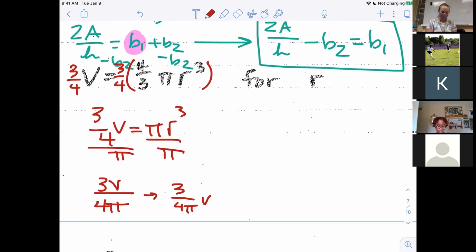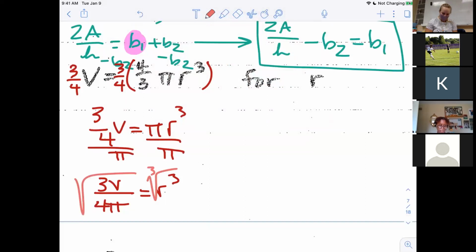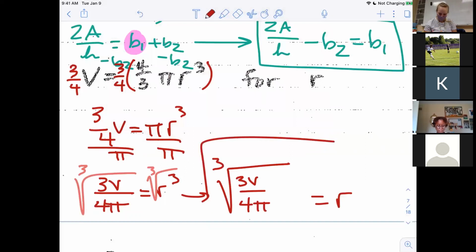It doesn't really matter. I like to be neat, though. At this point, start putting things on top and things on bottom, or else I'm not really sure where that v goes. And then that equals r to the third. And we want just r, so we've got to cube root both sides. A lot of you guys got that. That was awesome. So I've got cube root of 3v over 4 pi, and that equals r.